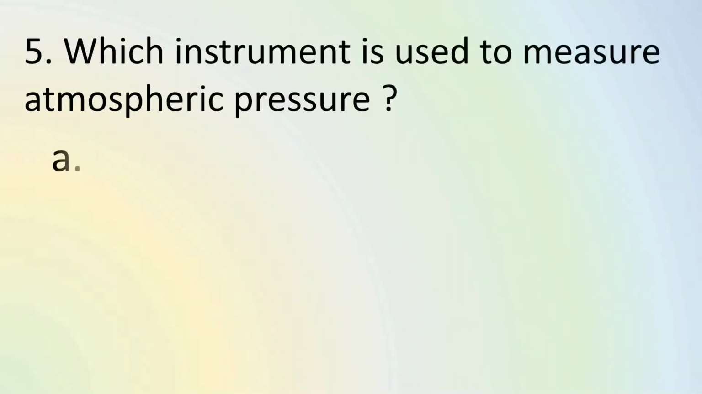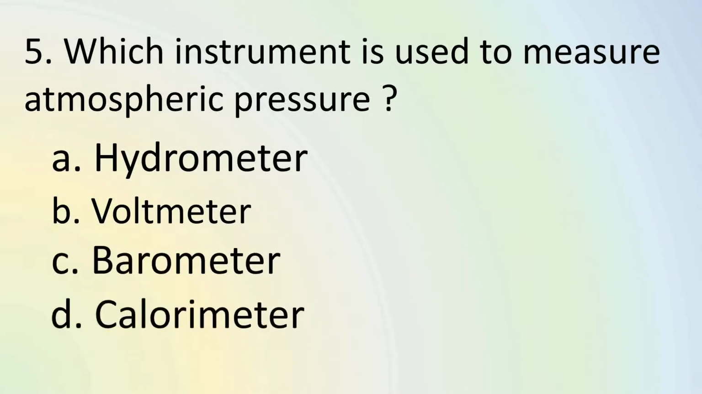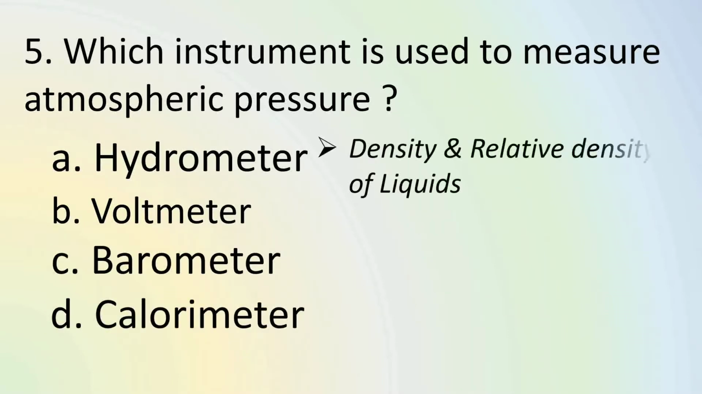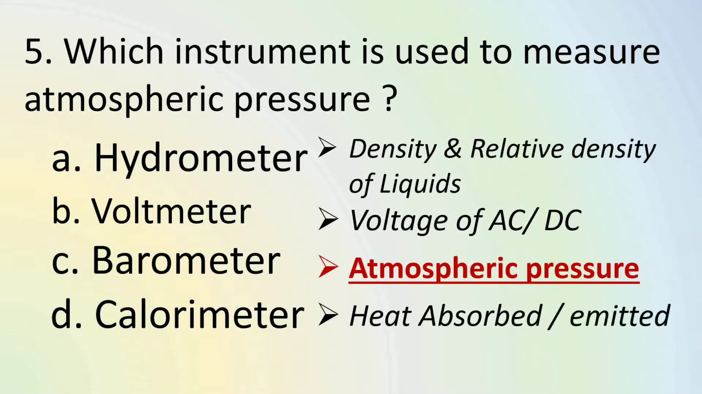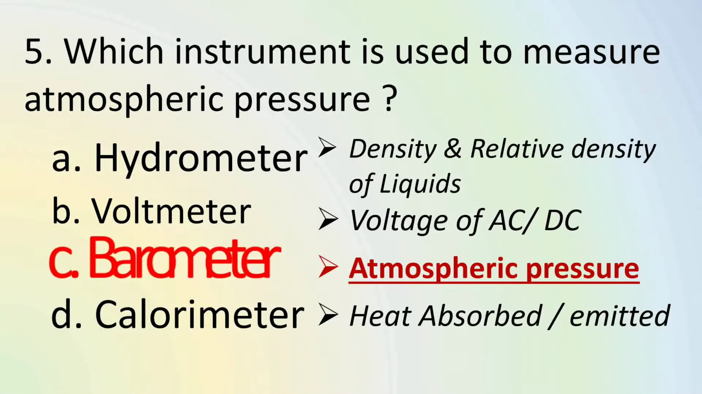Question number 5 asks us about an instrument that is used to measure atmospheric pressure. Among the given options, hydrometer is used to measure the density and relative density of liquids. Voltmeter measures voltage of AC and DC. Calorimeter measures heat absorbed and emitted by a body. So barometer is the instrument that is used to measure atmospheric pressure.